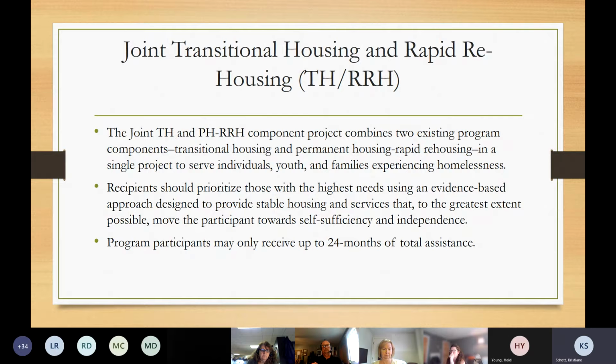What HUD did with this project component was they combined two existing program components. They combined transitional housing and permanent housing, rapid rehousing into a single project in order to serve individuals, youth, and families experiencing homelessness. Anyone in these projects was able to move, even though we don't have one, between transitional housing and rapid rehousing as needed in order to support them maintaining and sustaining permanent housing. Program participants are able to receive up to 24 months of assistance through this project component.